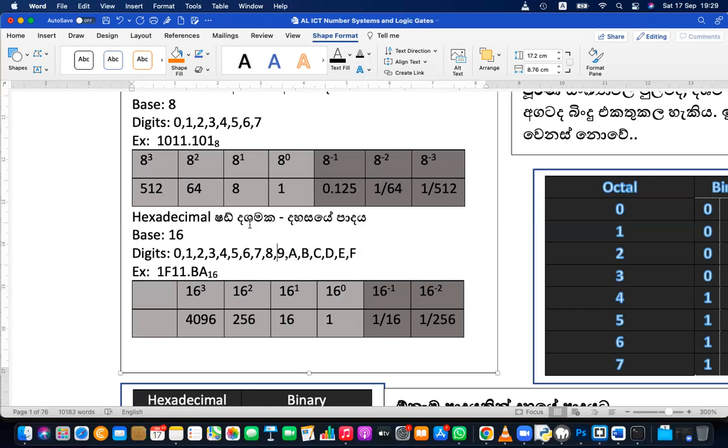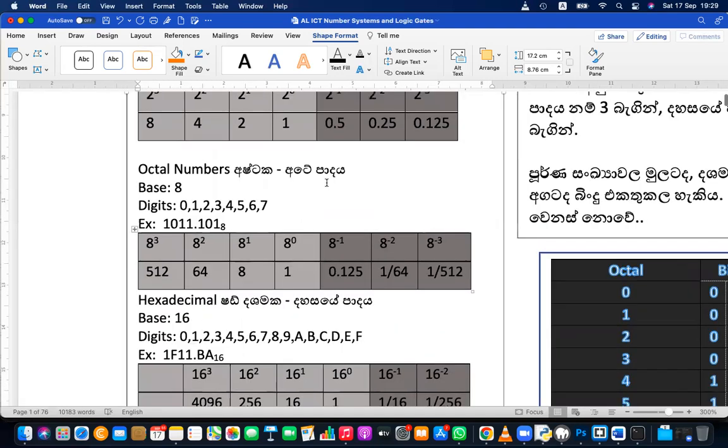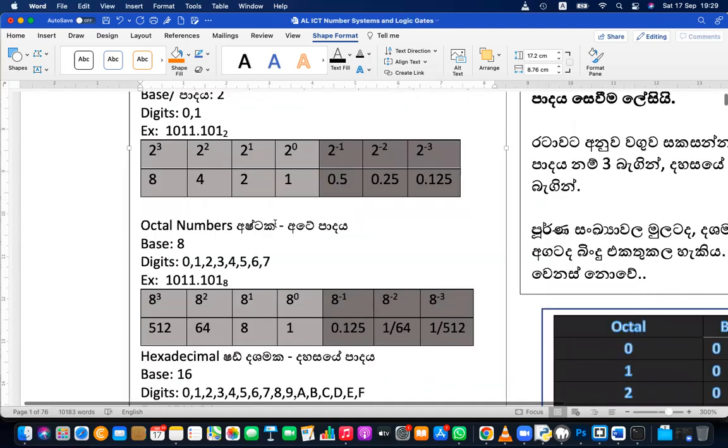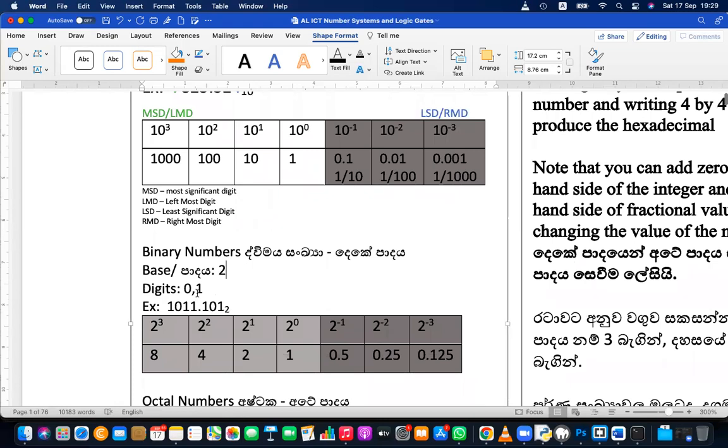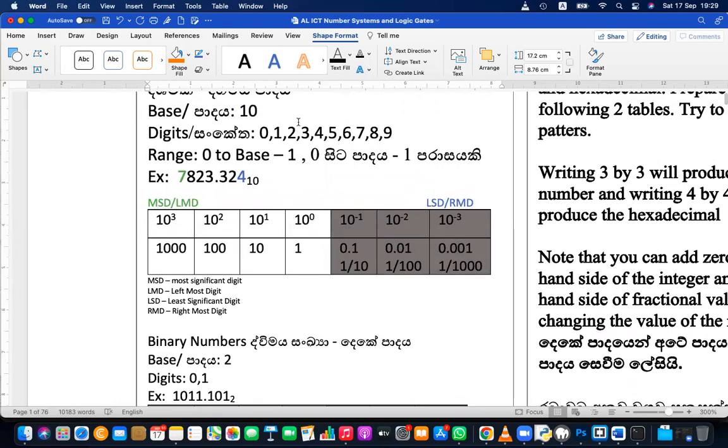And in all the number systems, basically base 16 stops at 15, base 8 stops at 7, base 2 stops at 1, base 10 stops at 9. That is also given here. That is what we have done, and that is the summary of this day's lesson.